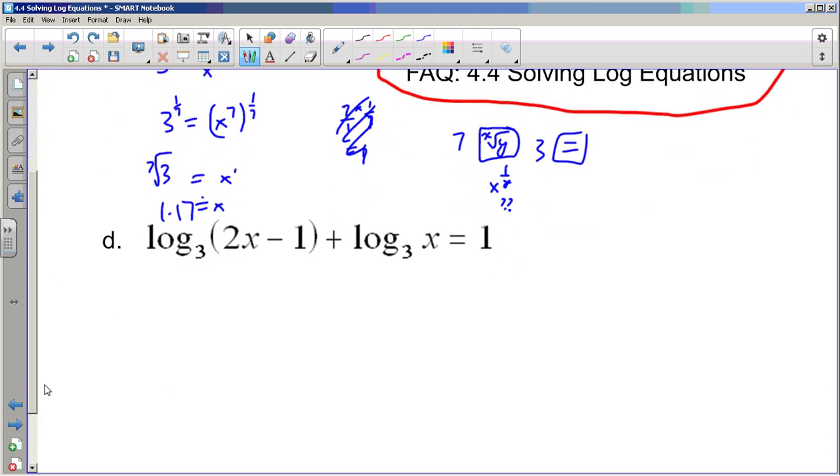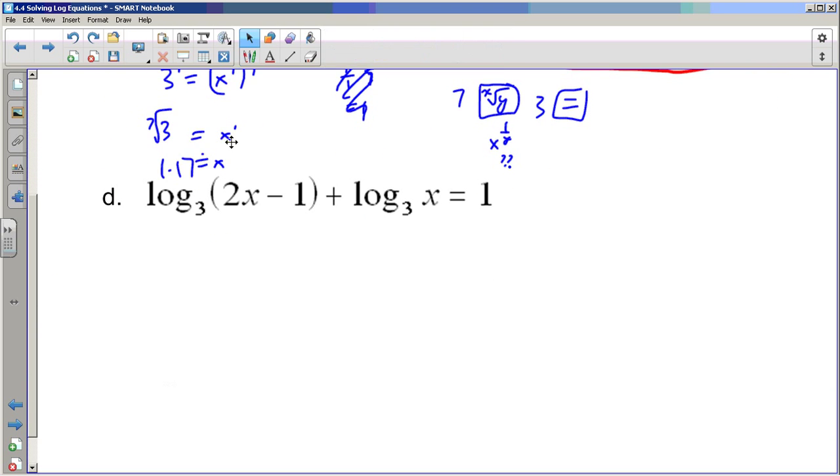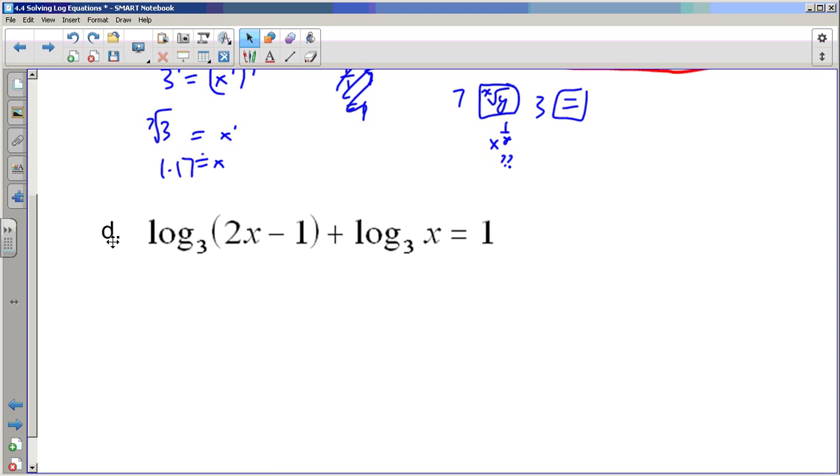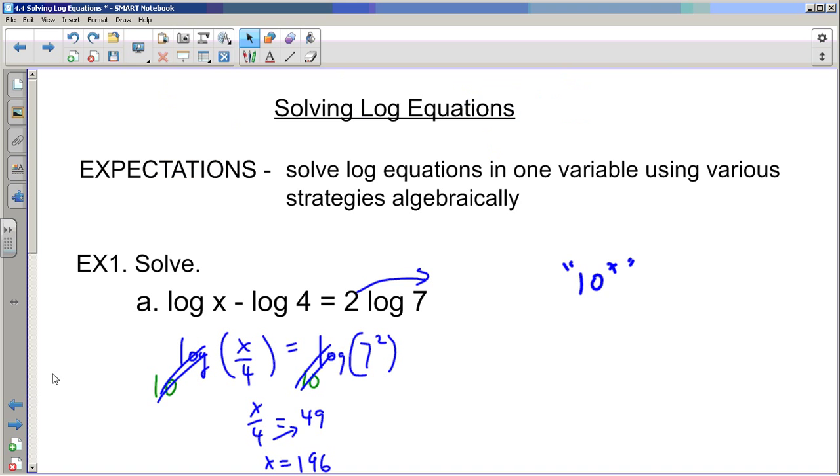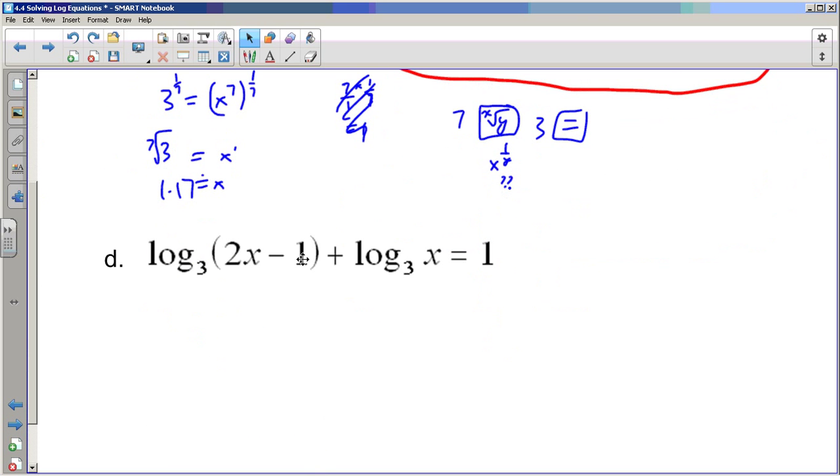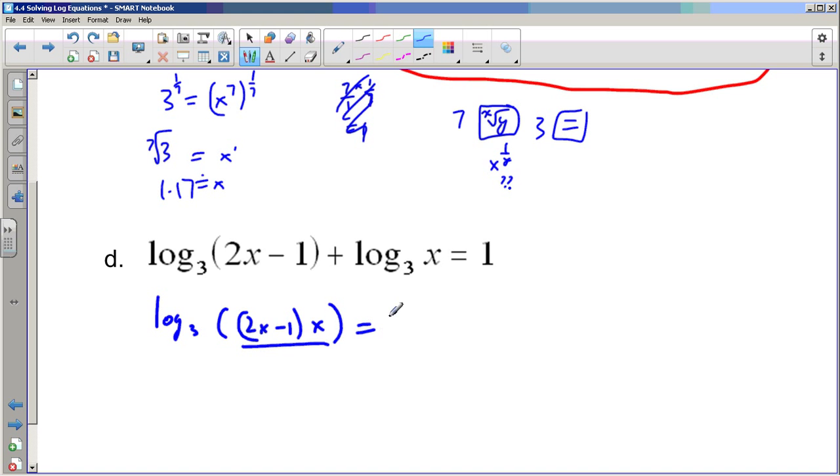We only got one example left. And this is a good one though. Looks strange. Actually, it doesn't look too strange. It kind of looks like that one, where we're going to have to do some simplifying first. When I'm adding 2 logs, I know it's adding on the outside, it becomes multiplying on the inside. So this is log base 3 of 2x minus 1 times x on the inside, right? This is times, and that's equal to 1.